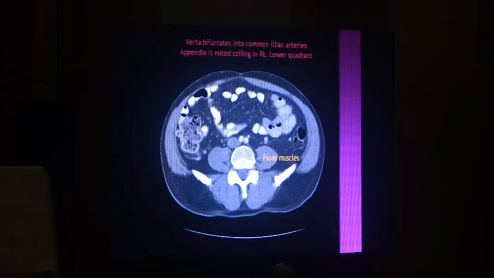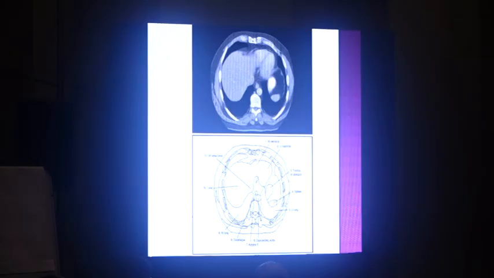So there will be a hypodense area in the psoas. Tomorrow morning I have seen one patient. There was a hypodense area on the right side. Yes. So this is with the label.